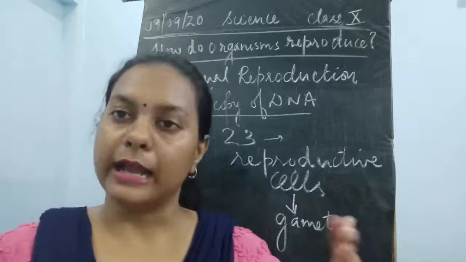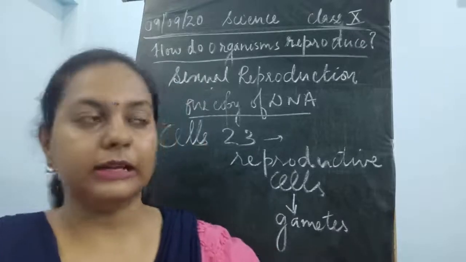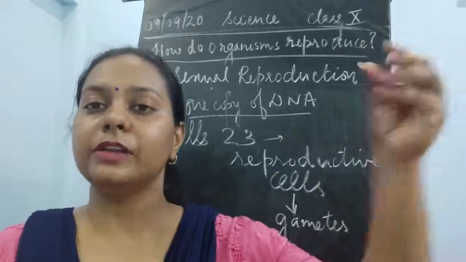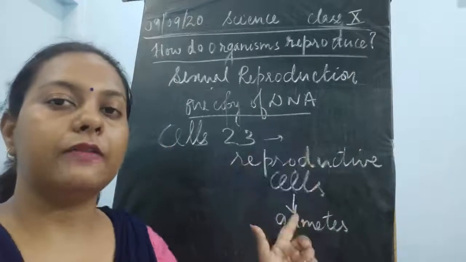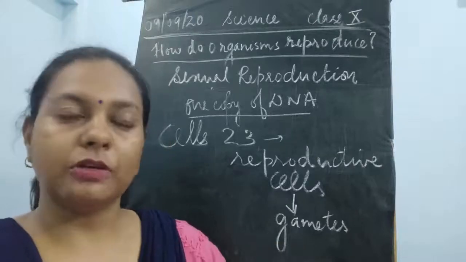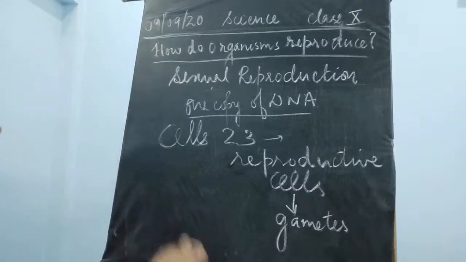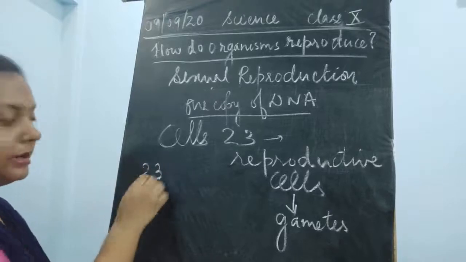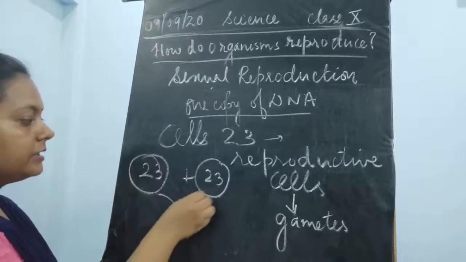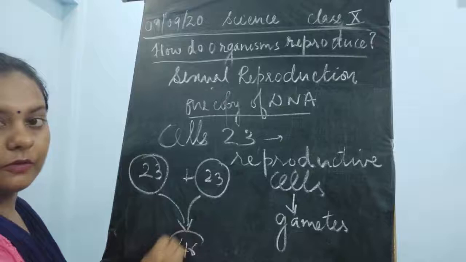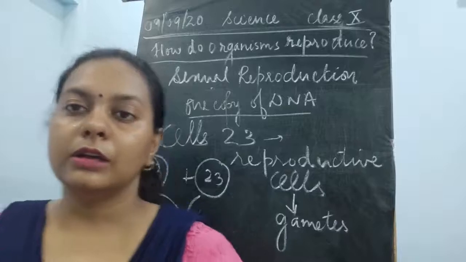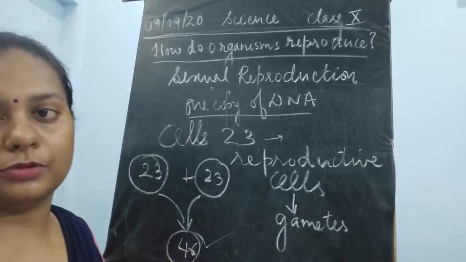Non-reproductive cells would have 46 chromosomes, but these reproductive cells would have only 23 chromosomes. Then only if another 23 chromosomes match, would we have a cell with 46 chromosomes, which means it would be a normal individual. So 23 chromosomes would come from one gamete and 23 from another individual, forming 46 chromosomes in one individual, and again a new individual would be present on the earth with 46 chromosomes.